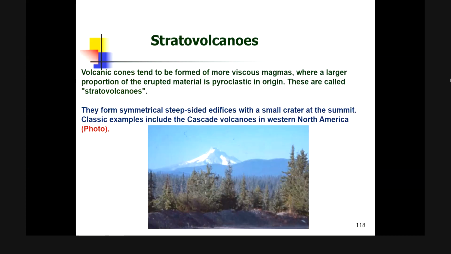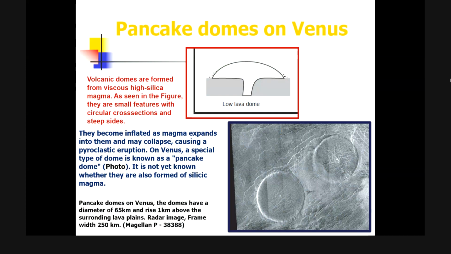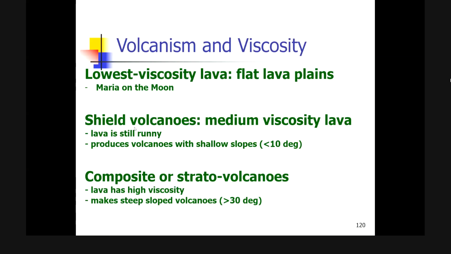Stratovolcanoes, we started with some Earth examples, right? Then these pancake domes on Venus, we dealt with this example yesterday. Right? The link between volcanism and viscosity, right? Low viscosity lava makes very thin and extensive lava flows such as the mare basalt flows on the moon. Shield volcanoes, medium viscosity, lava is still runny, but it is going to produce volcanoes with shallow slopes, less than 10 degrees. Whereas composite or stratovolcanoes, those conical volcanoes, basically form because of piling up of material at the site of eruption, which makes very steep-sided volcanoes which have flanks or slopes of more than 30 degrees.